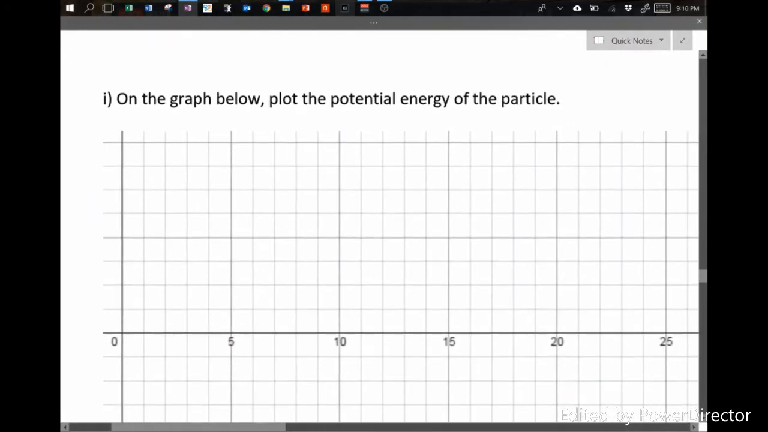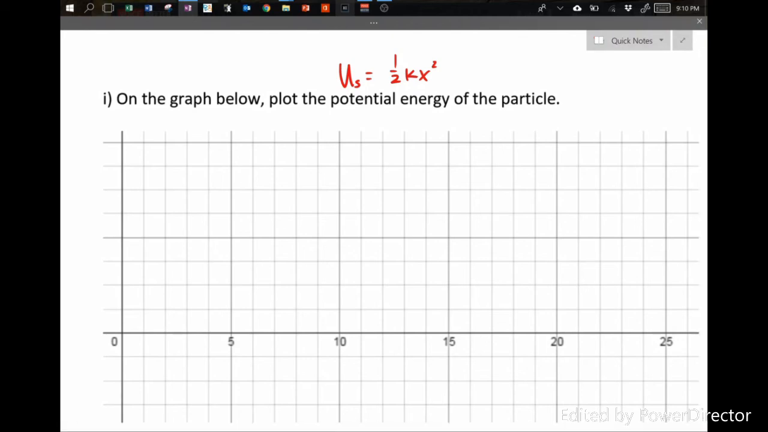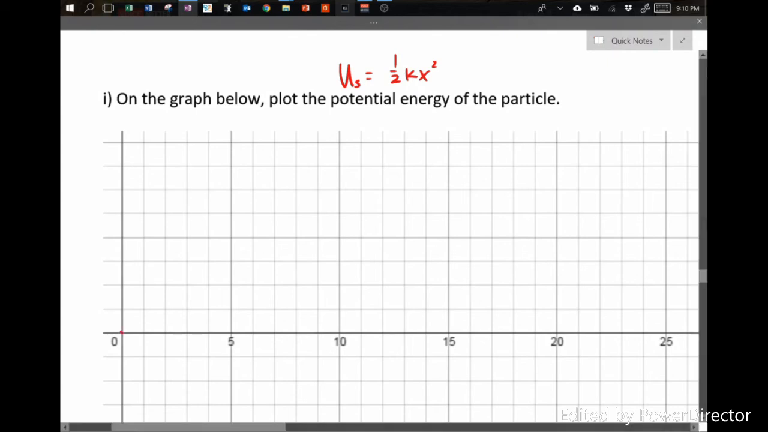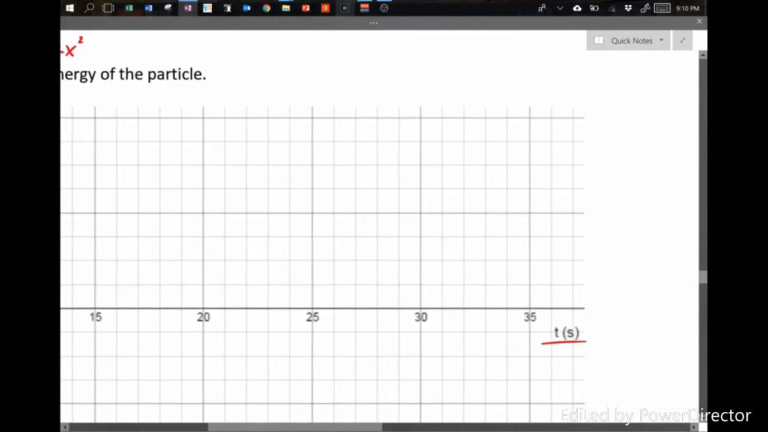This wants a graph of the potential energy of the particle. Since we're talking about potential energy, what's important here is that potential energy is 1/2 kx squared. So that means my potential energy is going to follow what the position gives me. Looking at my graph, we do potential energy as a function of time.